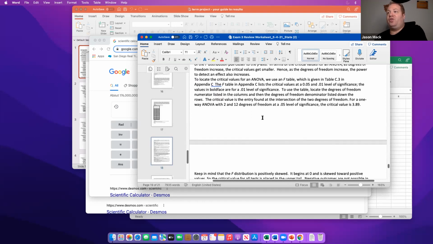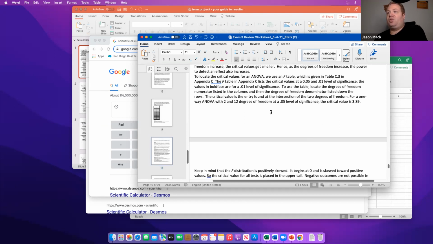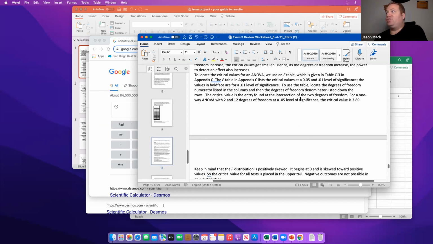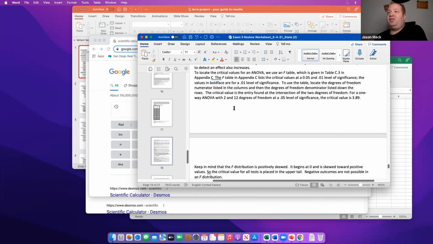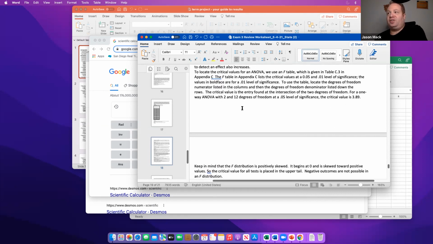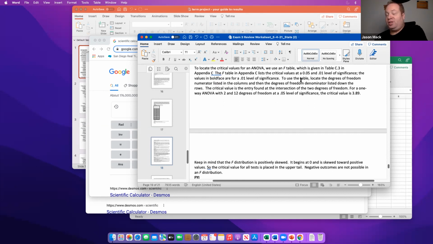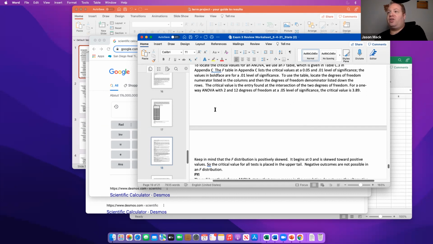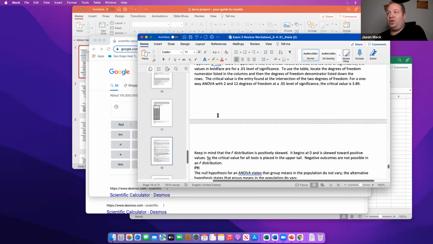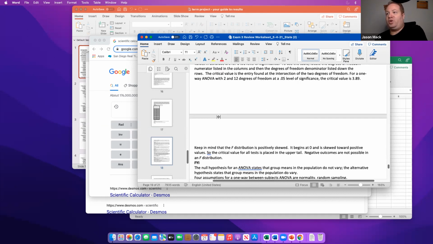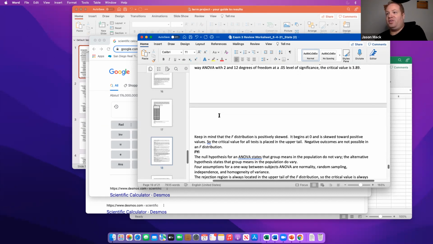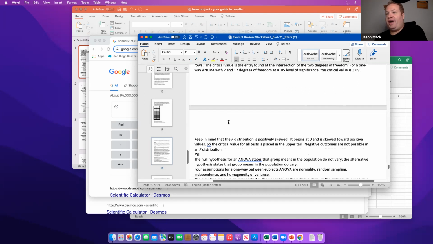To locate the critical values for ANOVA, we use an F table, which is Table C.3 in your unit normal table. It lists the critical values at the 0.05 and 0.01 levels of significance. The values in boldface are at the 0.01 level of significance, and the ones not in boldface are 0.05. To use the table, look at the degrees of freedom numerator listed in the columns and the degrees of freedom denominator in the rows. The critical value is the entry found at the intersection of the 2 degrees of freedom for a one-way ANOVA with 2 and 12 degrees of freedom at a 0.05 level of significance. The critical value is 3.89.